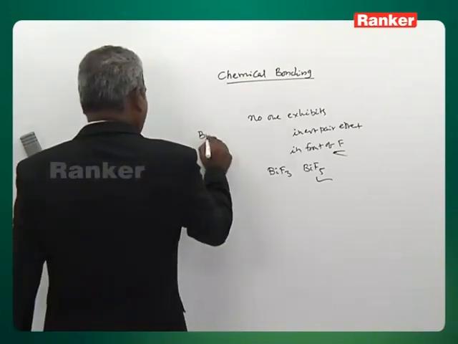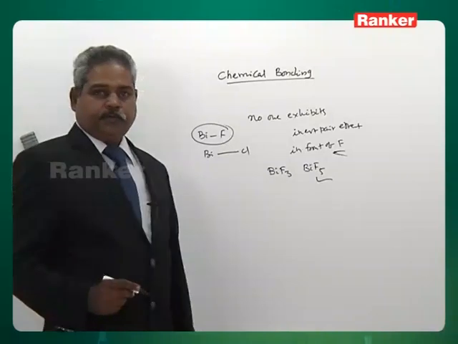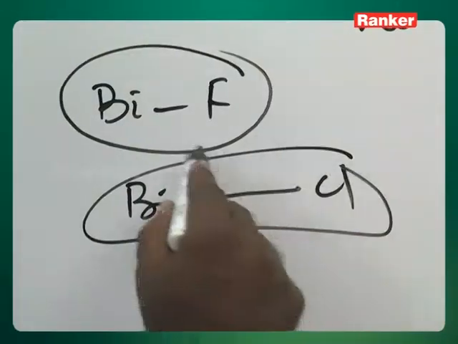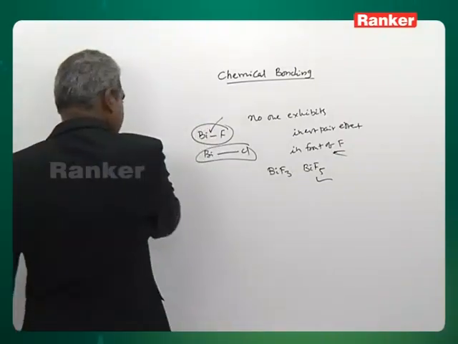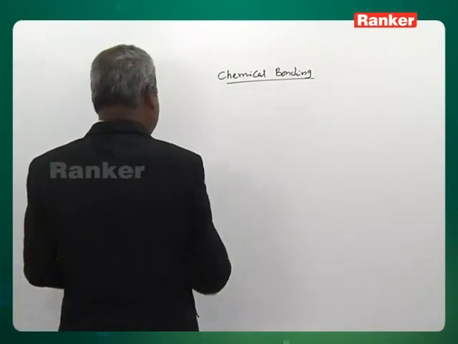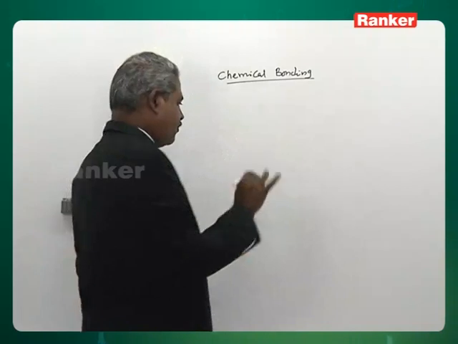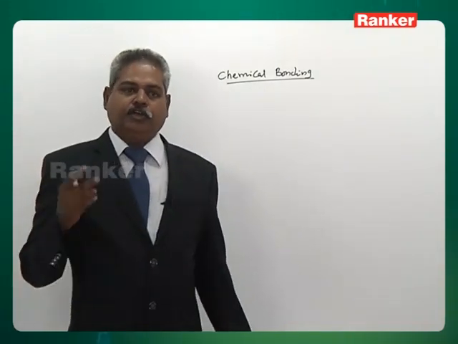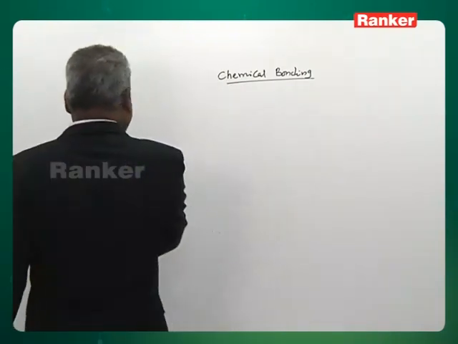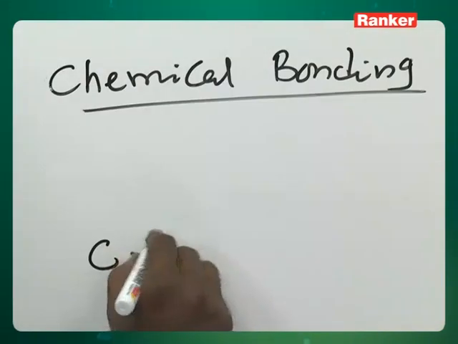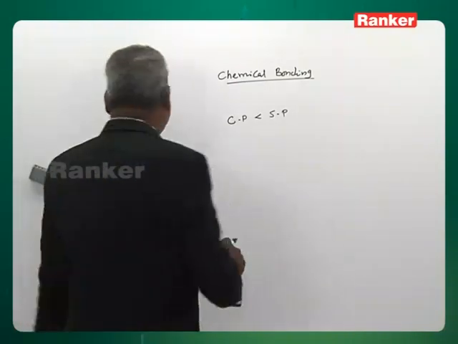So the Bi-F bond and the Bi-Cl bond, what is the essential difference? Small atoms form stronger bonds. The Bi-F bond is stronger than the Bi-Cl bond. Therefore, as a result, more energy is released in this process. So, okay, that's it. Small atoms form stronger bonds. Therefore, what is the actual reason? Despite whatever we say, it is the energy that matters finally. The energy required initially should be compensated eventually. That is the essence of anything. Cost price should be less than selling price. The cost involved must be compensated. That is the economics of chemistry.